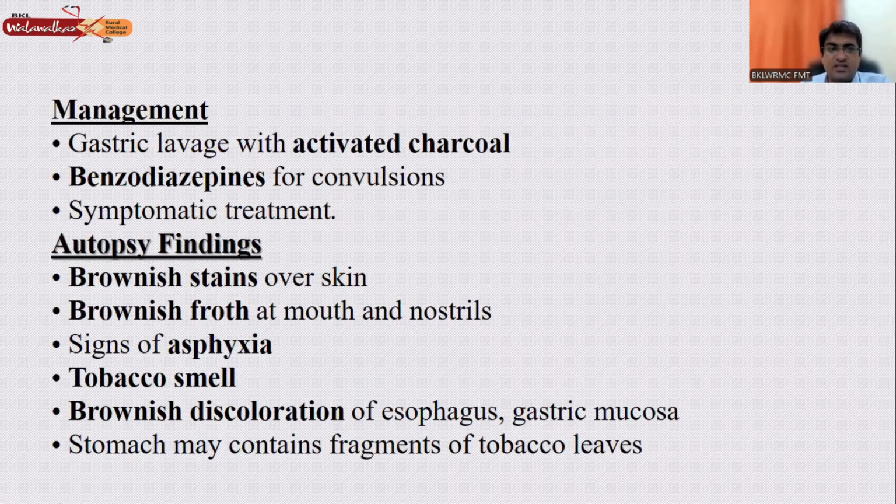Then what are the autopsy findings? In postmortem findings, you will see brownish stains over the skin, brownish froth at the mouth and nostrils, signs of asphyxia, and tobacco smell from the mouth and nostrils, and then brownish discoloration of the GIT, that is the esophagus, gastric mucosa, etc. The stomach may contain fragments of tobacco leaves if they were ingested. These are the main autopsy findings you will observe in these cases.